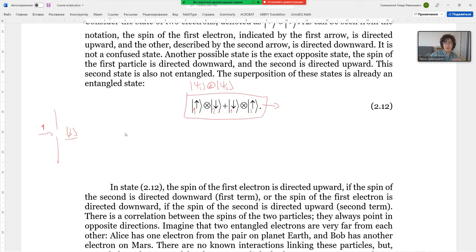After the measurement, the wave function collapses, and we choose only one term in the superposition. In this experiment, this term was spin down. That means that after we measured only the first particle, we get the state spin down for particle 1, and spin up for the second particle. So after the measurement of the first particle, the second particle has no choice but to have spin up.